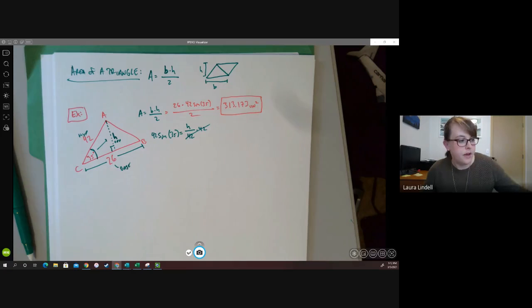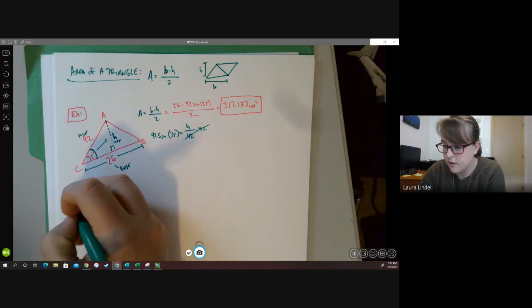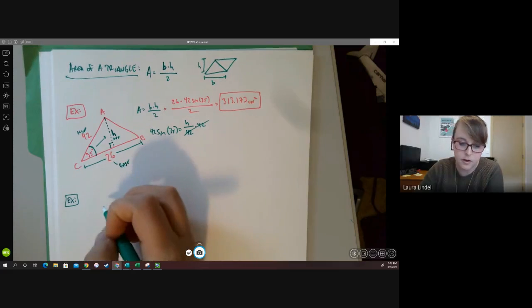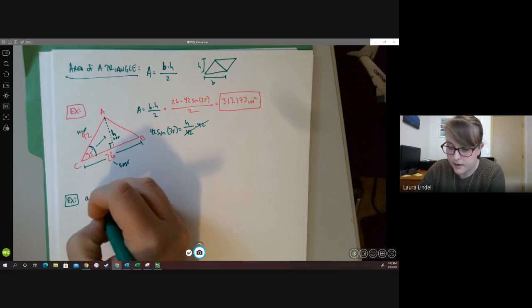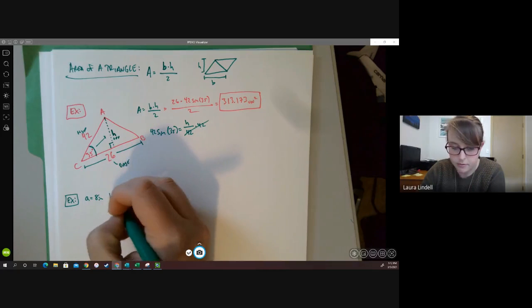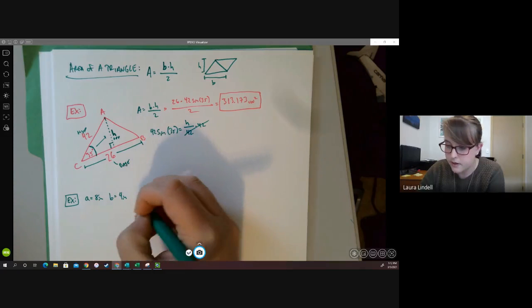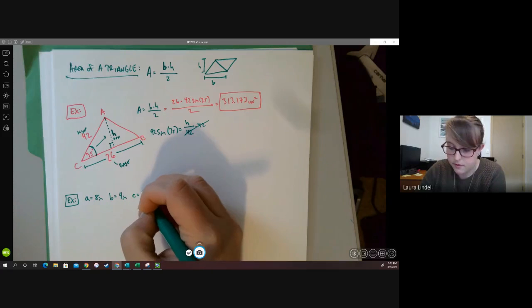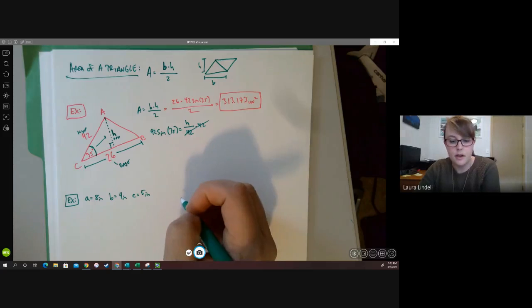Okay, so that is one case that you'll end up with, and that's the easiest case. The other case is where you might have to actually use like the law of cosines or something like that in order to find an angle and find your height and whatnot. So that's what we'll do next. For this one, we are going to be told that side length A is 8 inches, side length B is 4 inches, and side length C is 5 inches. And we want to find area.